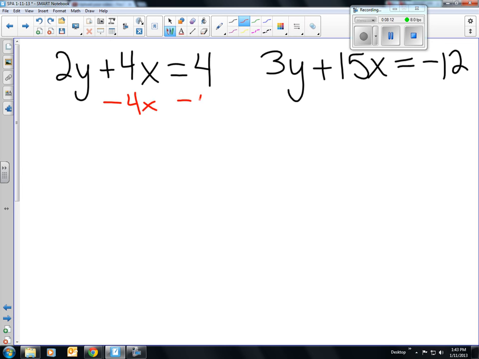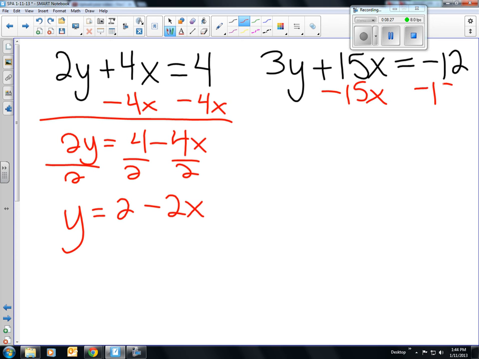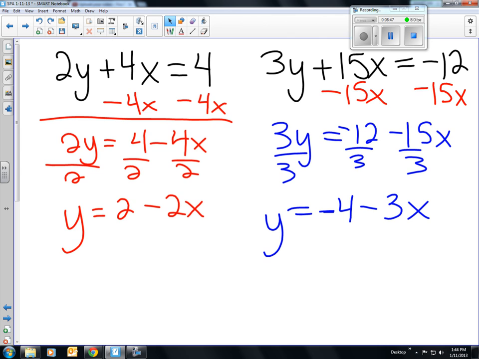Minus 4x from both sides. So again, you want to get y by itself in both equations. 4 minus 4x. Divide by 2 on everything. So you get y equals 2 minus 2x. Here, if you want to get y by itself, you subtract 15x from both sides. And let's go ahead and make this blue. So you got 3y equals negative 12 minus 15x. Then divide by 3 on everything. And so you got y equals negative 4 minus 3x. Okay? So let's look at what that would look like on the graph.